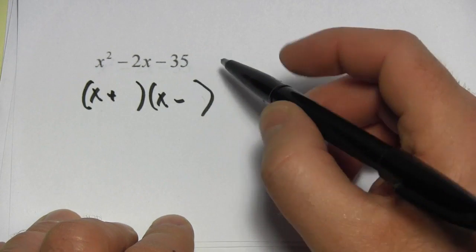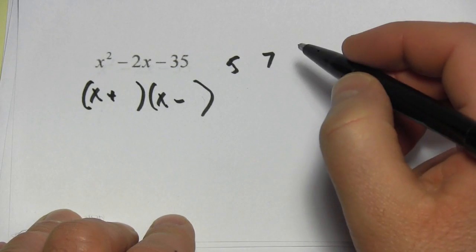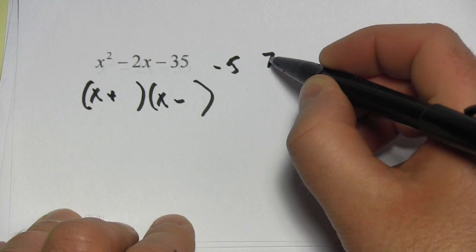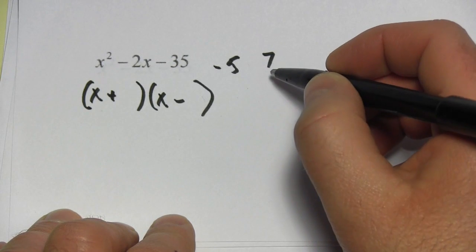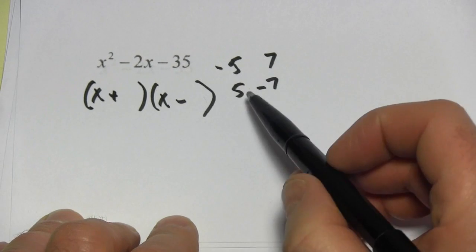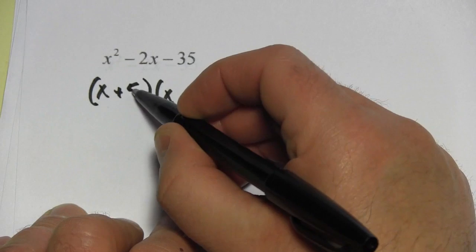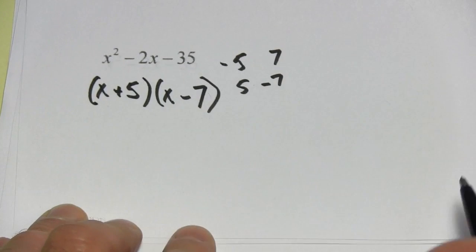Without even listing all the factors, I'm thinking of 5 and 7. The difference there is 2. So we could have a negative 5 and a positive 7. That would be a positive 2. Or we could have a 5 and a negative 7. That would be negative 2 when they add up. So I could put in the 5 here and the 7 here.